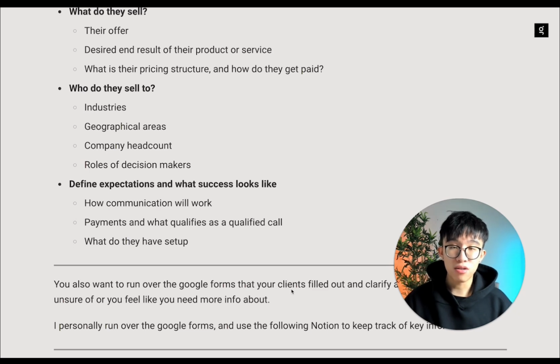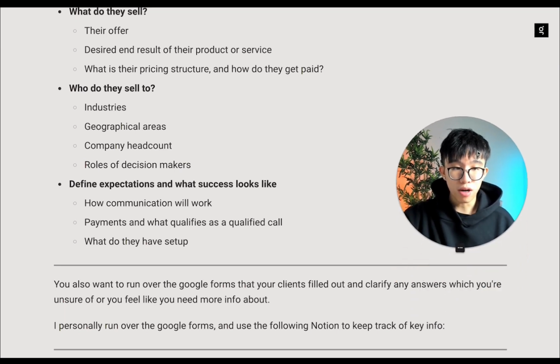And finally, we want to understand, what do they have set up? Do they have a Calendly right now? Do they have a CRM right now? Do they have existing domains and email accounts? If they do, what does that look like? Because we might not want to set up another Calendly if they already have one. But if they don't have a Calendly or calendar software, then we'll obviously have to go and create one for our own clients. So we want to ask this question just to find out.